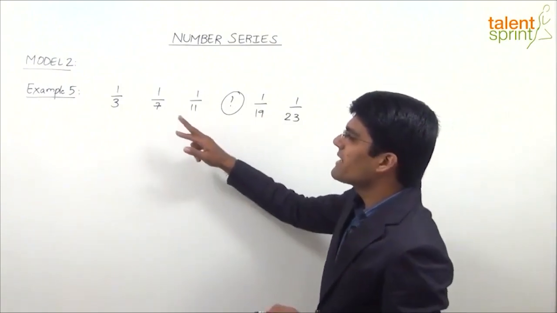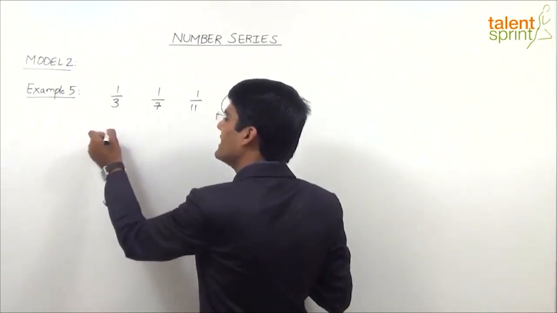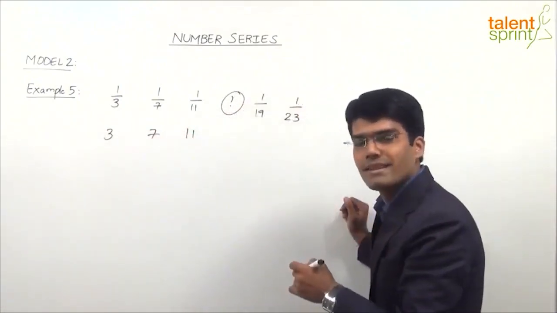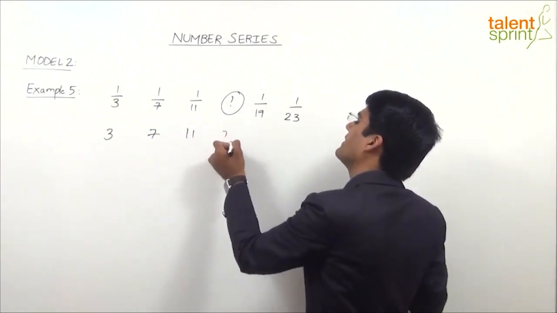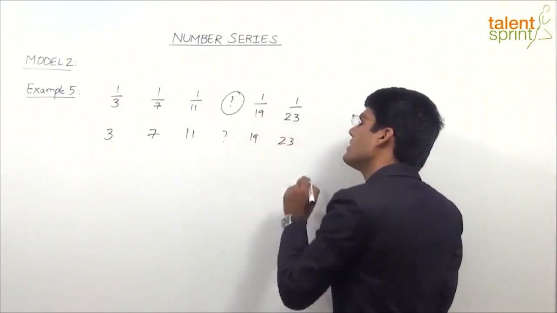If you try to take the reciprocal of the given series, that means the inverse of the given values, 1 by 3 here is 3, 1 by 7 reciprocal is 7, 1 by 11 inverse is 11. And the question mark has to be calculated. Then 1 by 19 gives us 19 and 1 by 23 gives 23 as the inverse.